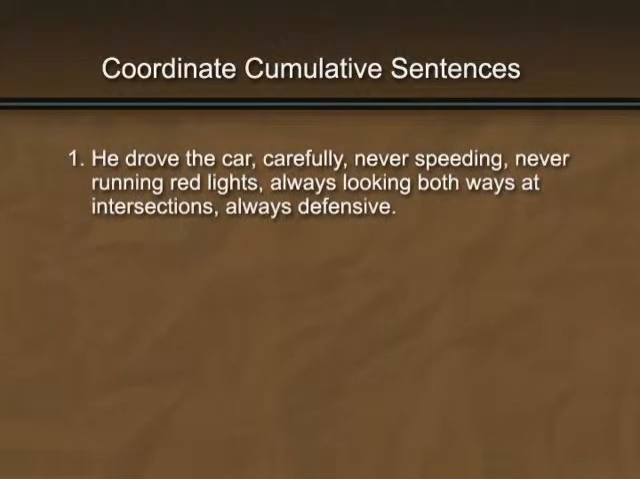Coordinate levels keep the sentence running in place as more information is added to its load. I've used some of these examples before, but now I hope you'll see them in a new light, representing not just the cumulative sentence, but the coordinate cumulative sentence. Here's some examples. He drove the car carefully, never speeding, never running red lights, always looking both ways at intersections, always defensive.